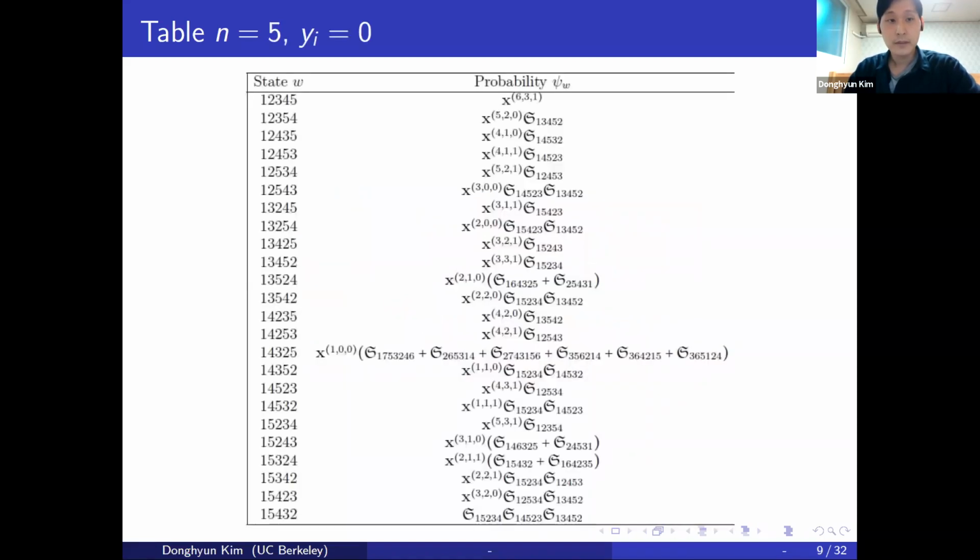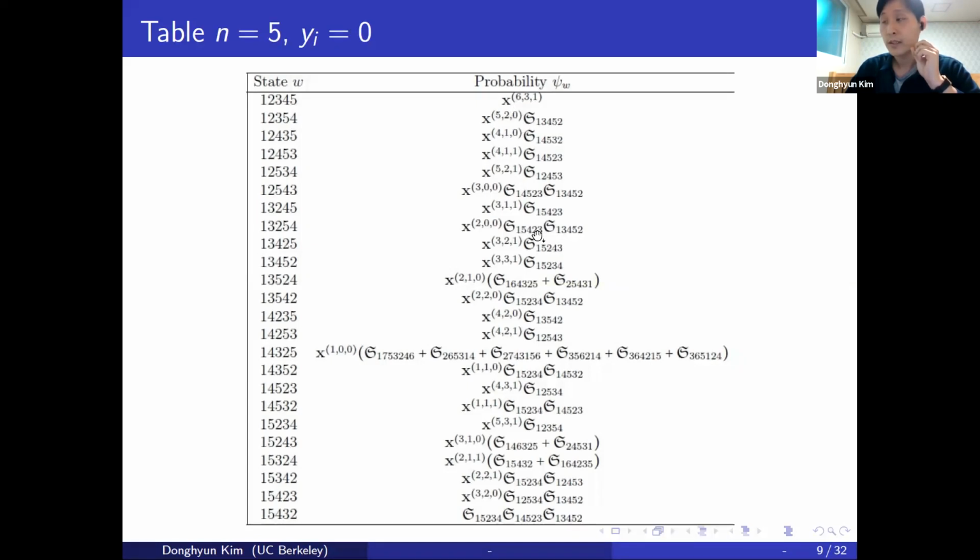For more examples, this is the table for n equals 5, and for simplicity, I'll set yi equals 0. There are 24 states that start with 1, and these are the probabilities. The notation x raised to a vector means, for example, that this one is just x1 to the 6, x2 to the 3, and x3. So you can see that probabilities are represented positively in terms of Schubert polynomials.